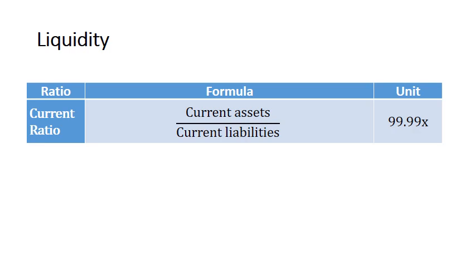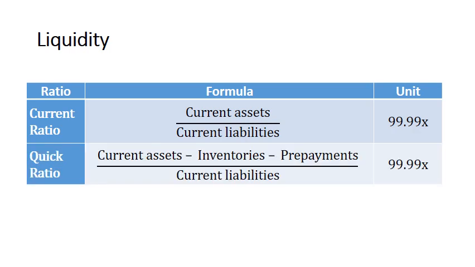Liquidity. Current ratio equals current assets divided by current liabilities. The answer will be given in the format of 99.99 times, 2 decimal places. Quick ratio is current assets minus inventories minus prepayments, divided by current liabilities. Take note, this is different from your lecture notes. We have this additional minus prepayments. Please take note of this. Same thing, answer in the format of 99.99 times. Any questions?